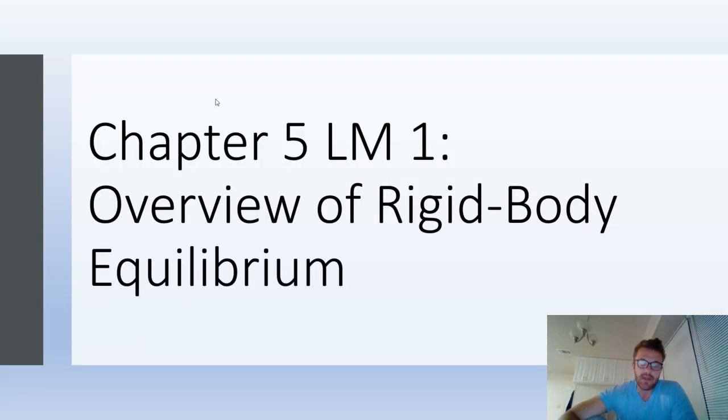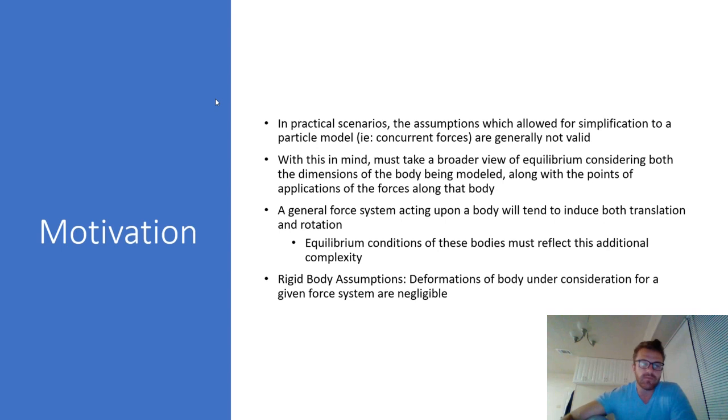So for our first learning module of Chapter 5, which really is a pretty short chapter, we already built all the groundwork in Chapter 4, and really all this is just defining the expanded conditions of equilibrium and getting some experience working a bunch of practice problems. I want to go over an overview of the chapter. The chapter is about rigid body equilibrium, so this is just a broad overview.